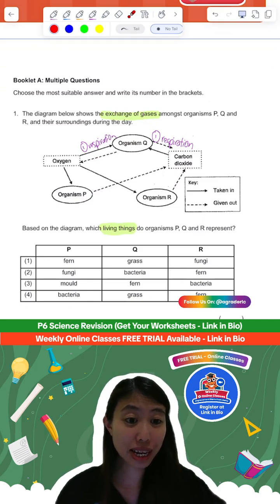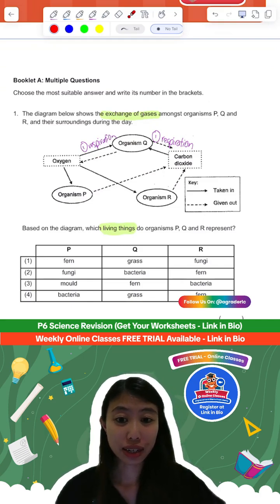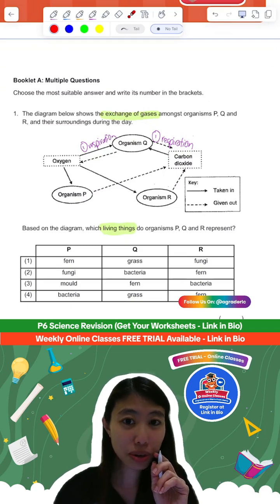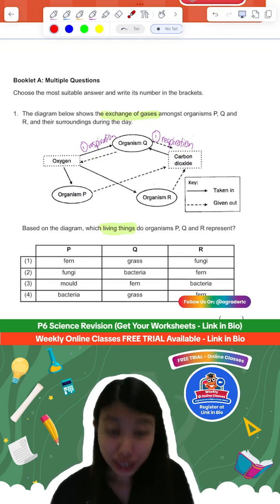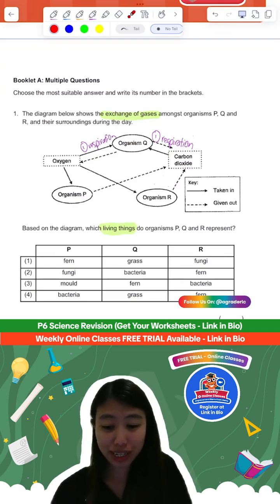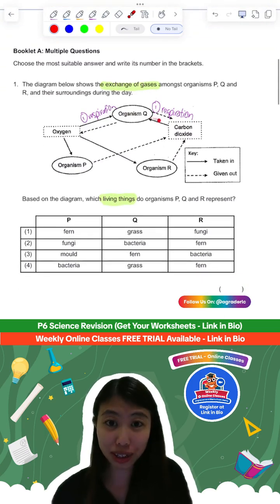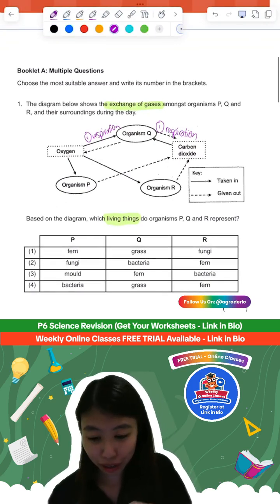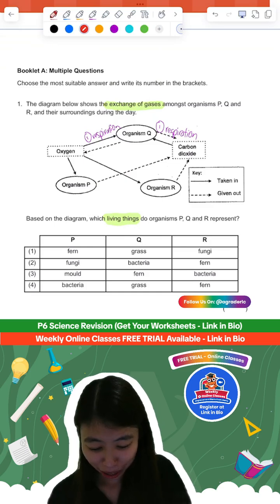So this is a P6 revision, which means that we revise mixed levels and topics because it's revision. Does anyone know? Carbon dioxide. What process does an organism undergo to take in carbon dioxide and give out oxygen? Very good. Very good, Ima. Did I call you Ima? I'm not sure whether I call you correctly.